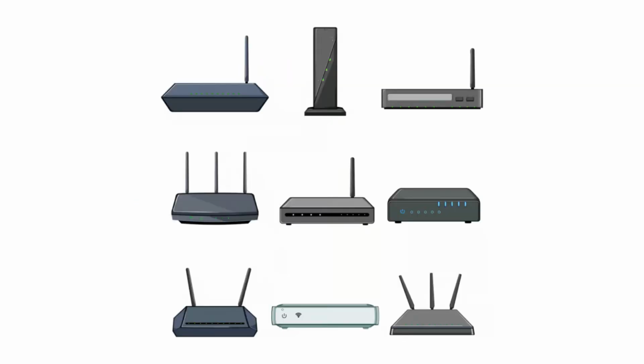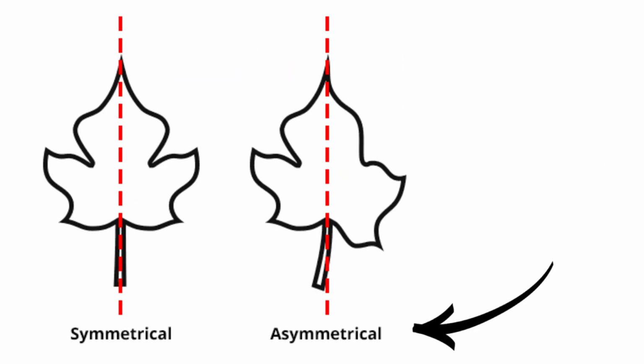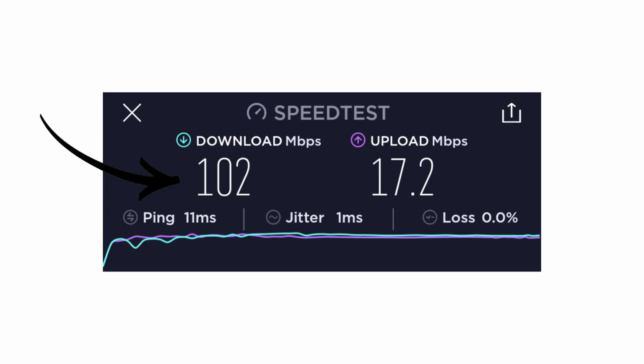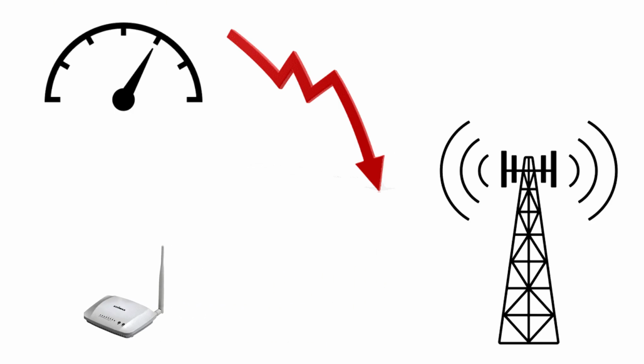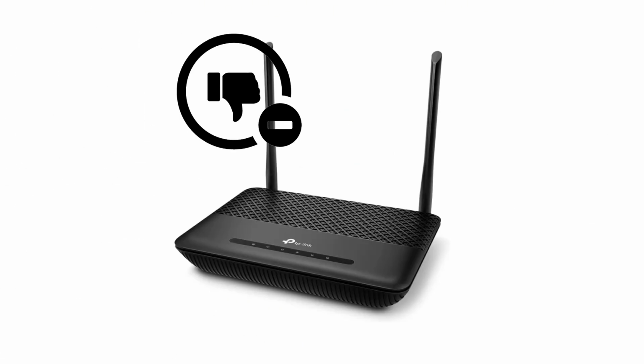The most common version, ADSL, is asymmetrical, meaning downloads are much faster than uploads, which suited early web browsing perfectly. Its speed drops the farther you live from the telephone exchange, which was its main drawback for many years.